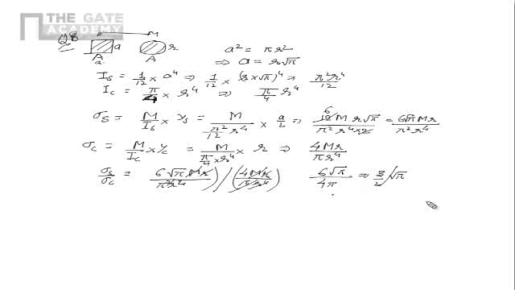Now if we solve this expression, 3 by 2 divided by square root pi, what is the square root of pi? What is the value of pi? Pi is equal to 3.14, correct?